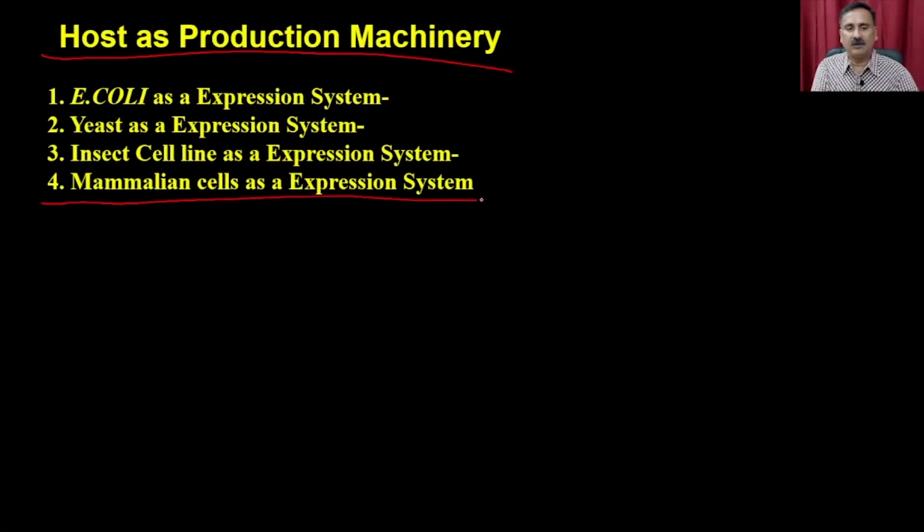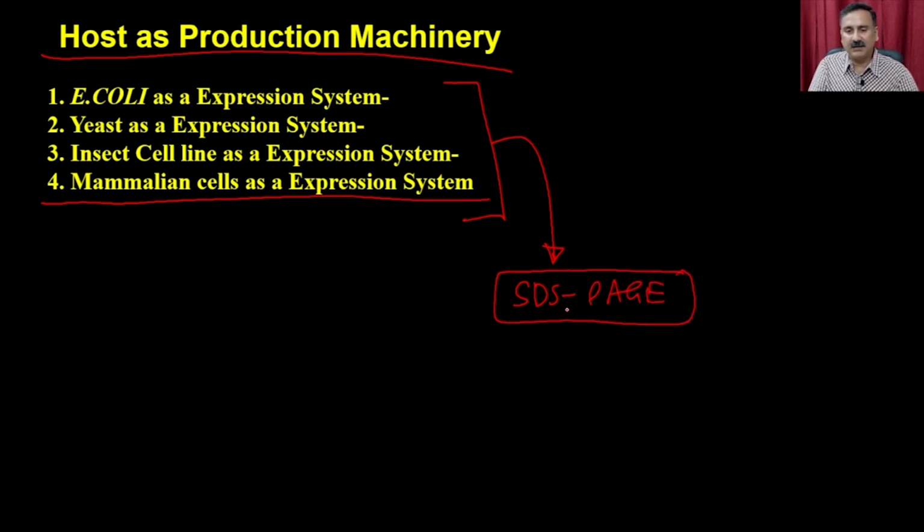We have discussed the E. coli expression system, the yeast expression system, the insect cell line expression system, and lastly, the mammalian expression system. Irrespective of the expression system, you can check the overexpression on the SDS page, but SDS page is only going to tell you that there is an overexpression of a protein of a particular molecular weight, okay?